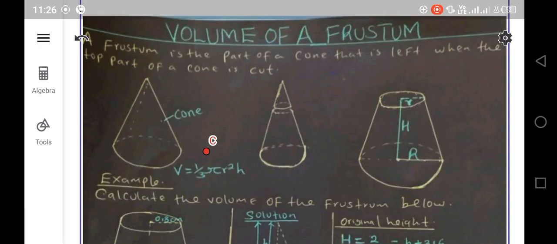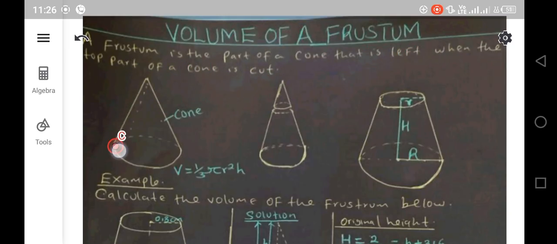Today we're going to learn about the volume of a frustum. Relax. Now, the volume of a frustum: we find that it is a part of a cone. A frustum is the part of a cone that is left when the top part of the cone is cut.